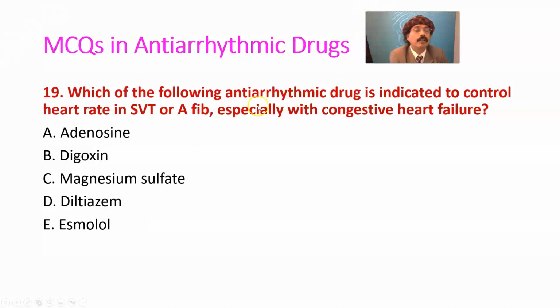Which of the following antiarrhythmic drug is indicated to control heart rate in supraventricular tachycardia or atrial fibrillation, especially with congestive heart failure? Choices are adenosine, digoxin, magnesium sulfate, diltiazem, esmolol. What is that? Answer should be digoxin. Number 19. Answer is B, digoxin. Okay, digoxin.